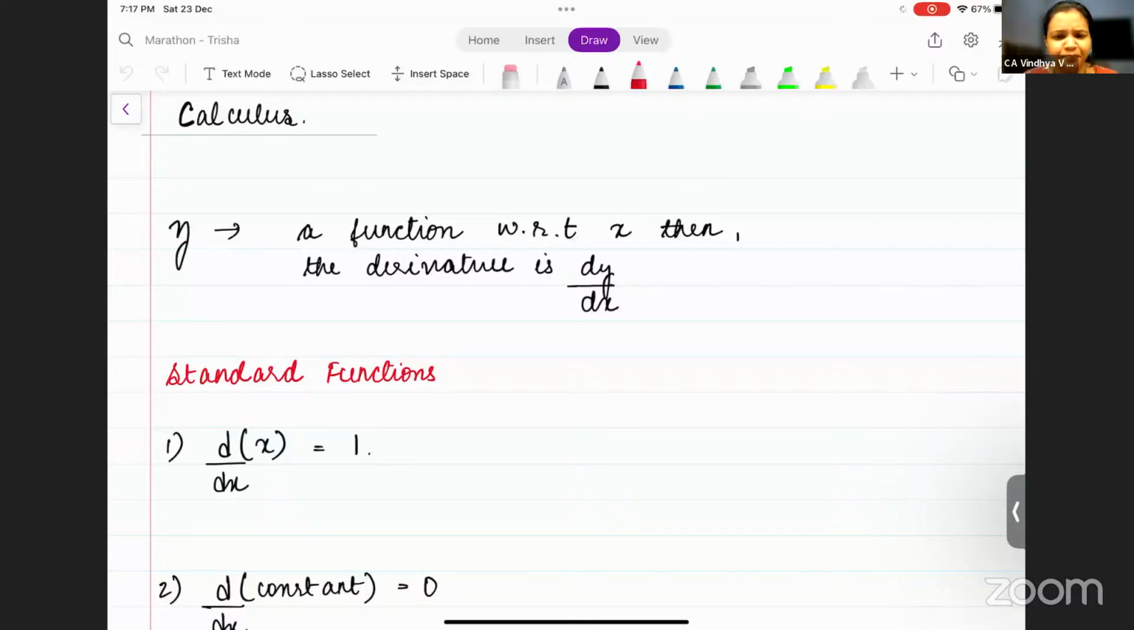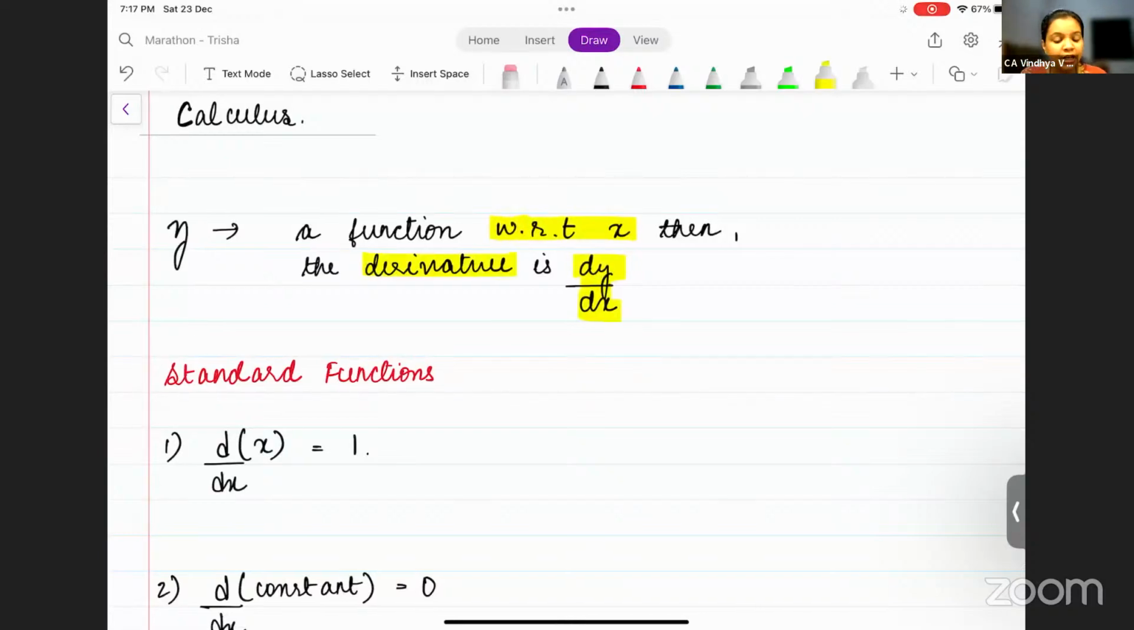So what is a derivative? The derivative of function y is written as dy by dx. So what are you doing here? You're finding the derivative of the function with respect to x. Okay. Now, let's understand the standard formulas here. If you remember the standard formulas, half of your job becomes easy.